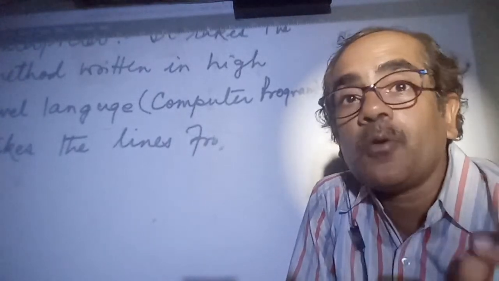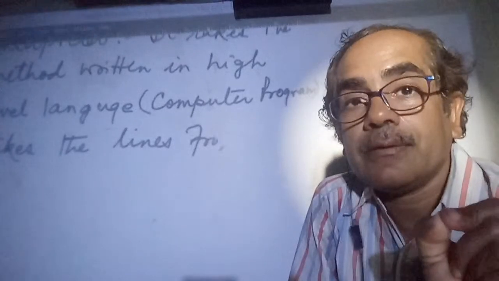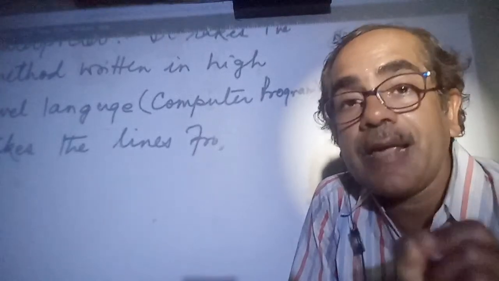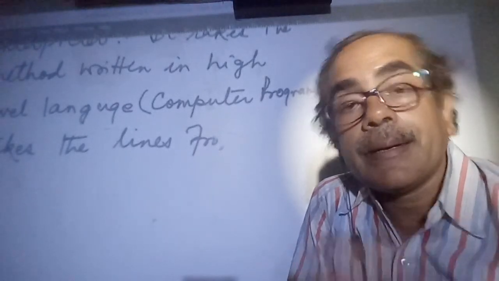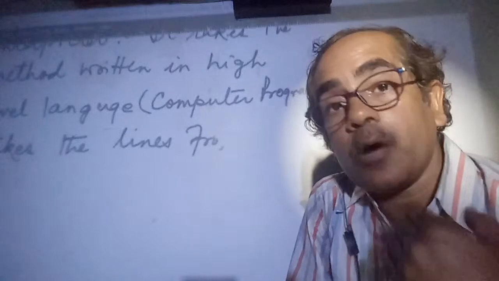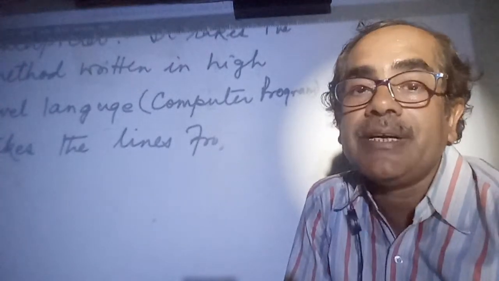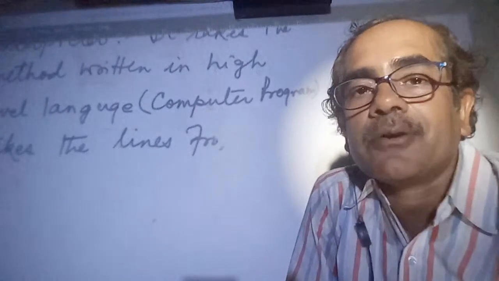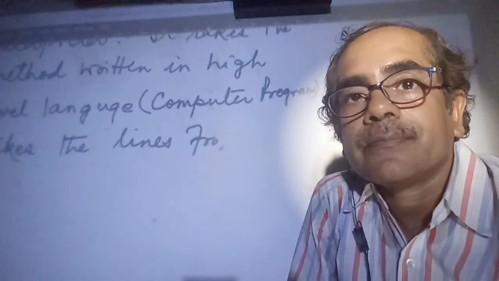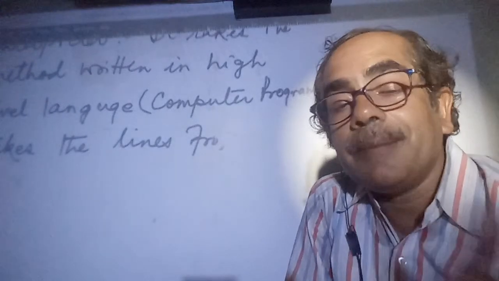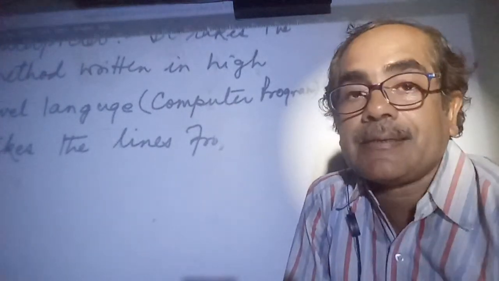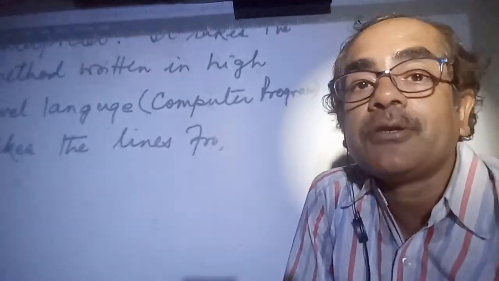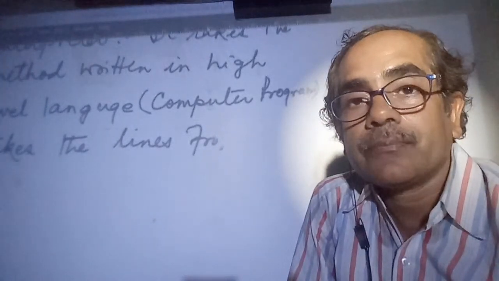Now if the code is error free, compiler translates the whole program into machine language and returns back to user. It doesn't give to a microprocessor. The compiler returns the translated code back to the user.